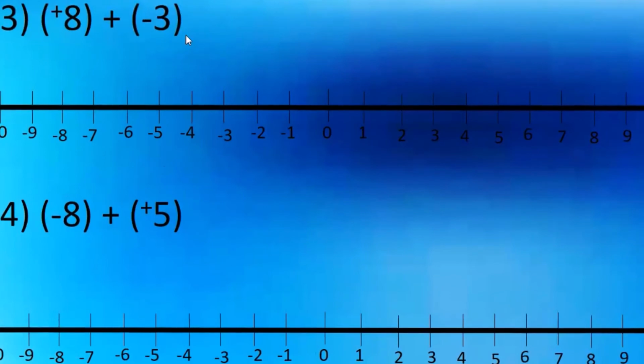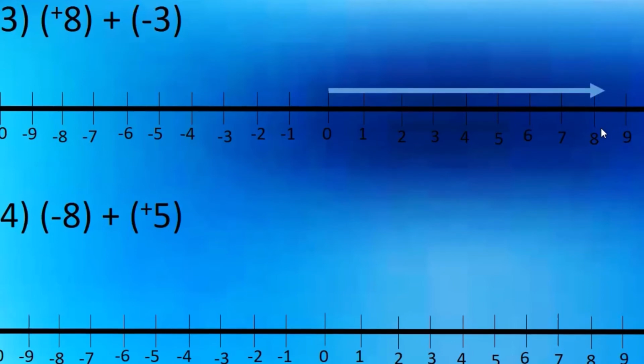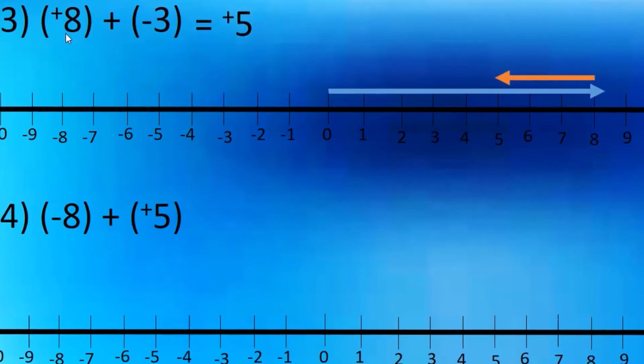Positive 8 plus negative 3. So from 0, because positive 8 is on the right side of the 0, going in the right direction, count 8 units from 0. So here is the position of our arrow. Then the negative 3 is going to the left. From positive 8, we count 3 units to the left. 1, 2, 3, so until 5. So at the very end, therefore we can conclude that positive 8 plus negative 3 is equal to positive 5.